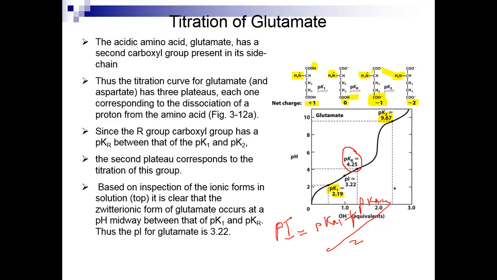Either the formula will be pK1 plus pKr, or pK2 plus pKr, or pK1 plus pK2 divided by 2. What will be the formula? Now we need to check where the zwitterion is being formed.